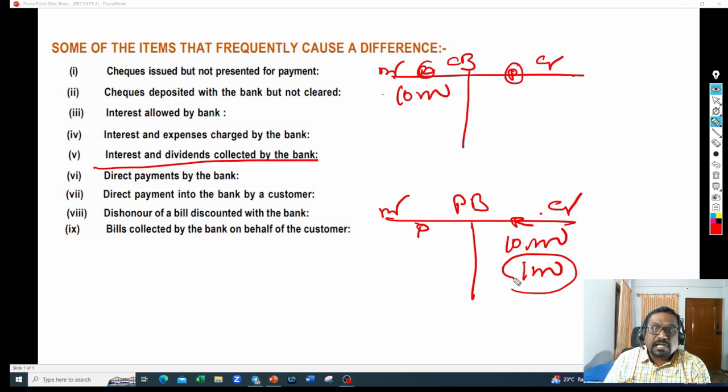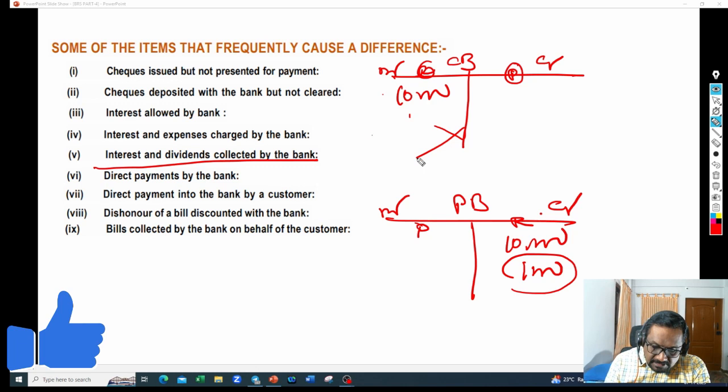But this communication has to be given to me, right? Hey, Mr. Business, you requested me to collect 1,000. I collected that amount. Please record it in your books of accounts. That communication has to be given to me. When the communication is given, then obviously I would have written it here as a receipt. But since that communication is not there, I did not record it.